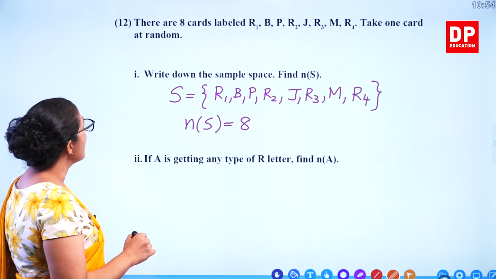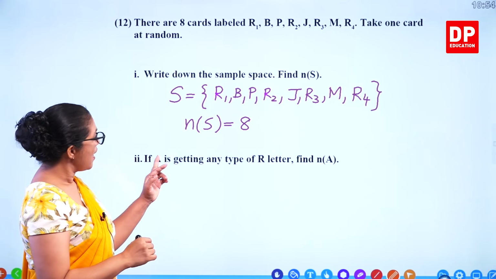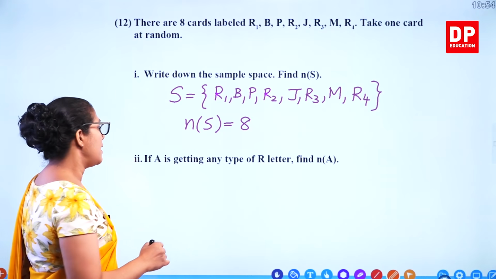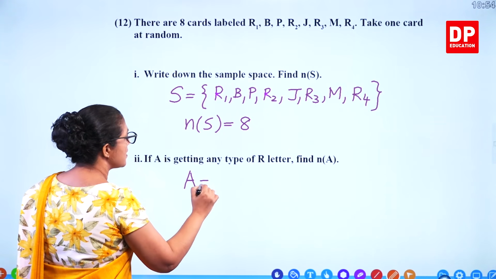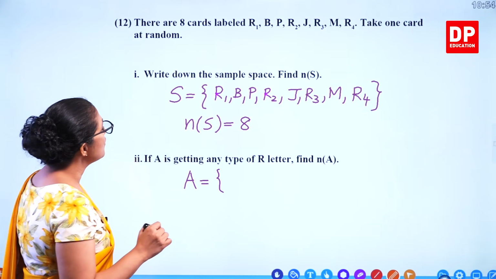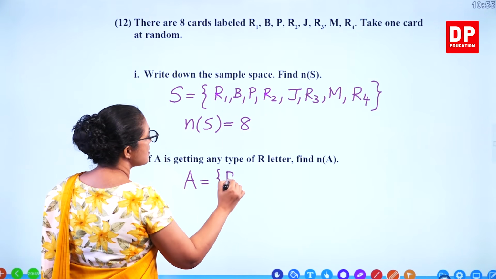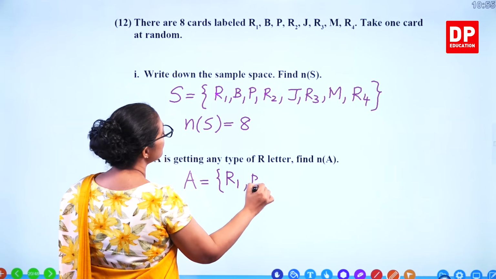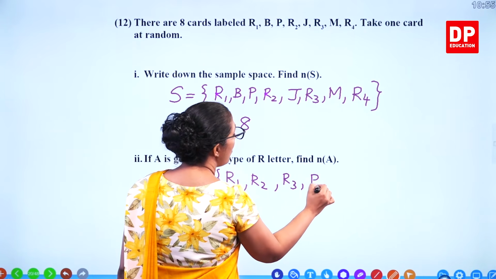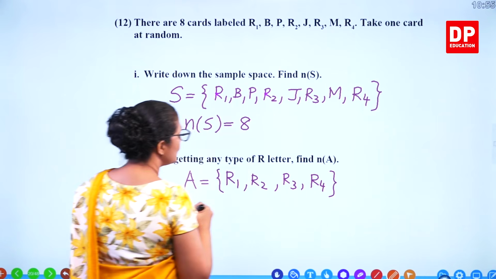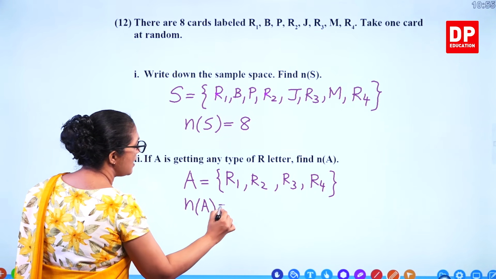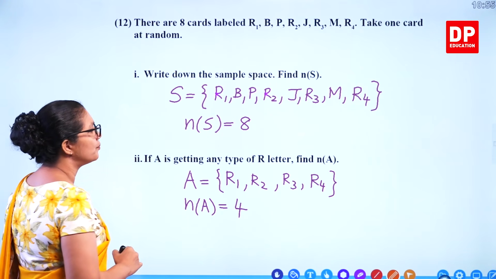So you are asked to find out if A is getting any type of R letter, find NA. So A is an event. You can get any R value. So what are the R values you get? R letters, you can get R1, R2, R3 or R4. So 1, 2, 3, 4. 4 possibilities are there. So NA equals 4.